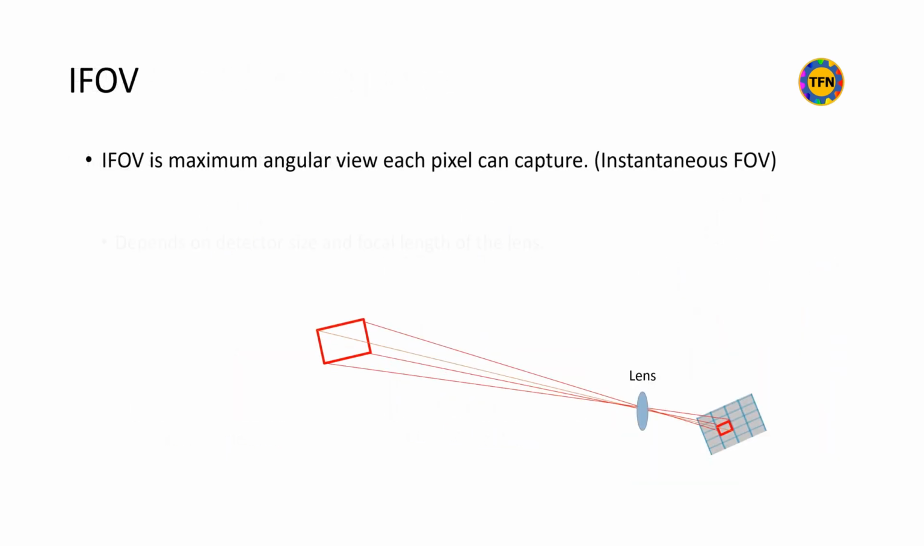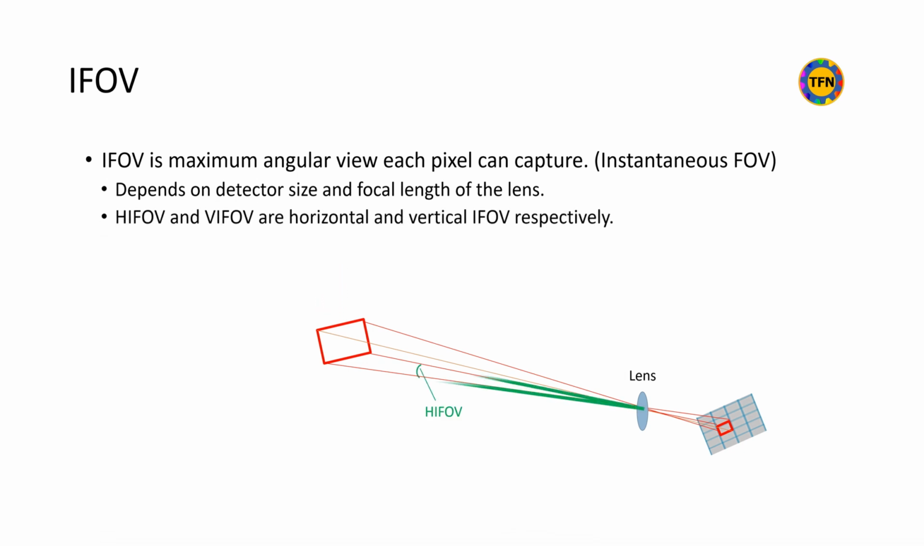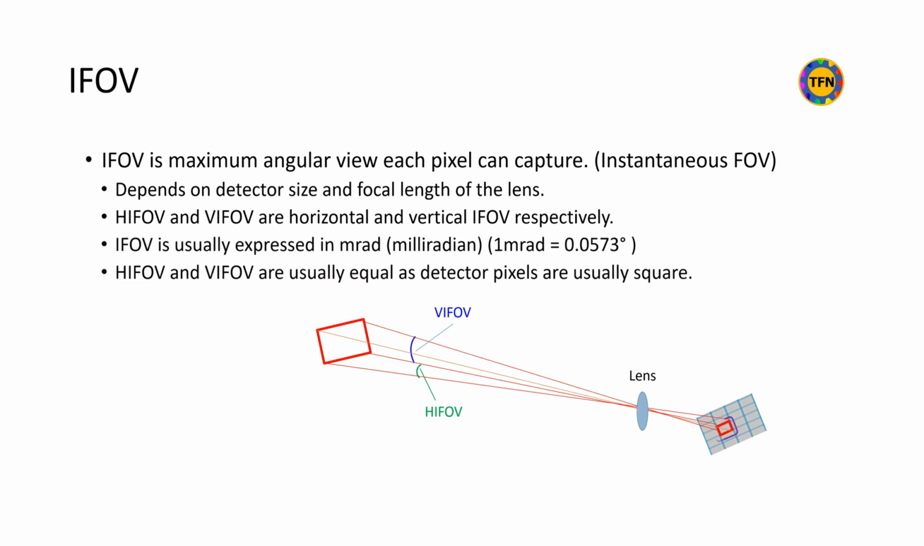IFOV or instantaneous field of view is the maximum angular view each pixel can capture. It depends on size of detector pixel and lens focal length. IFOV is an important parameter in thermography to determine how far an object of certain size can be inspected without compromising measurement accuracy. IFOV is usually expressed in milliradian.